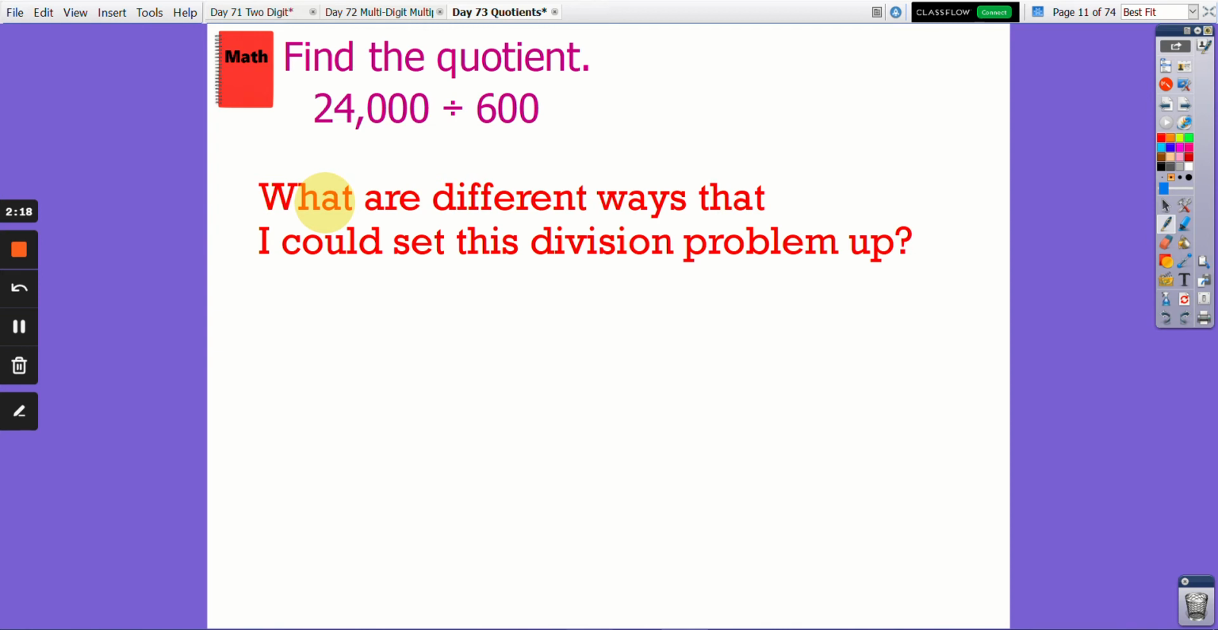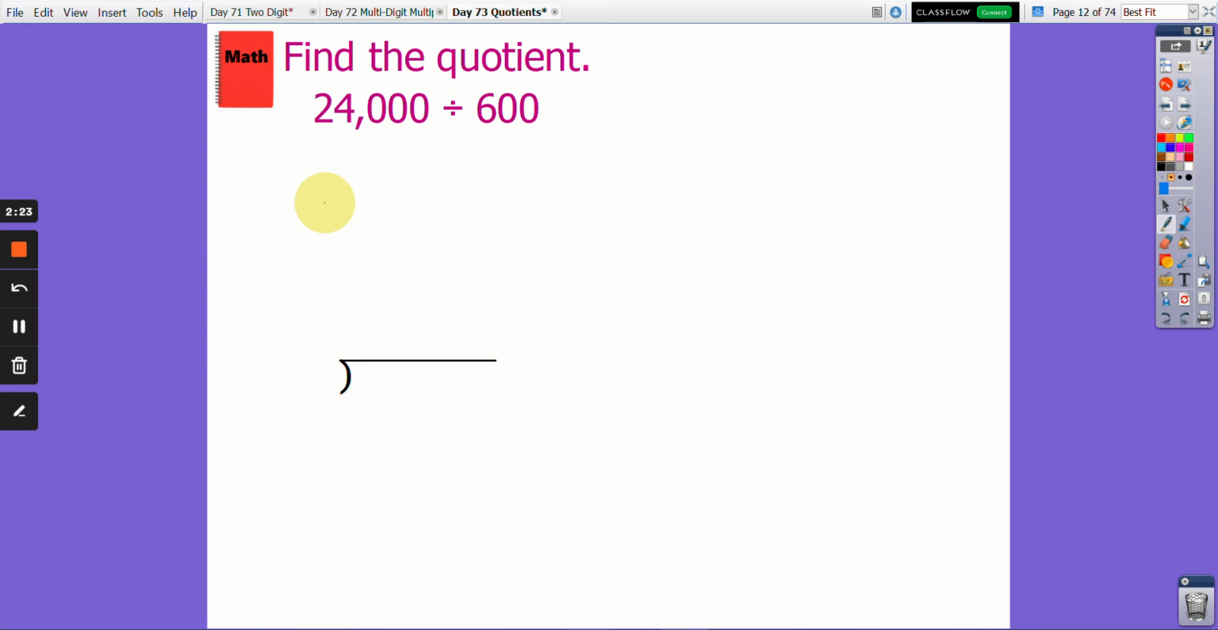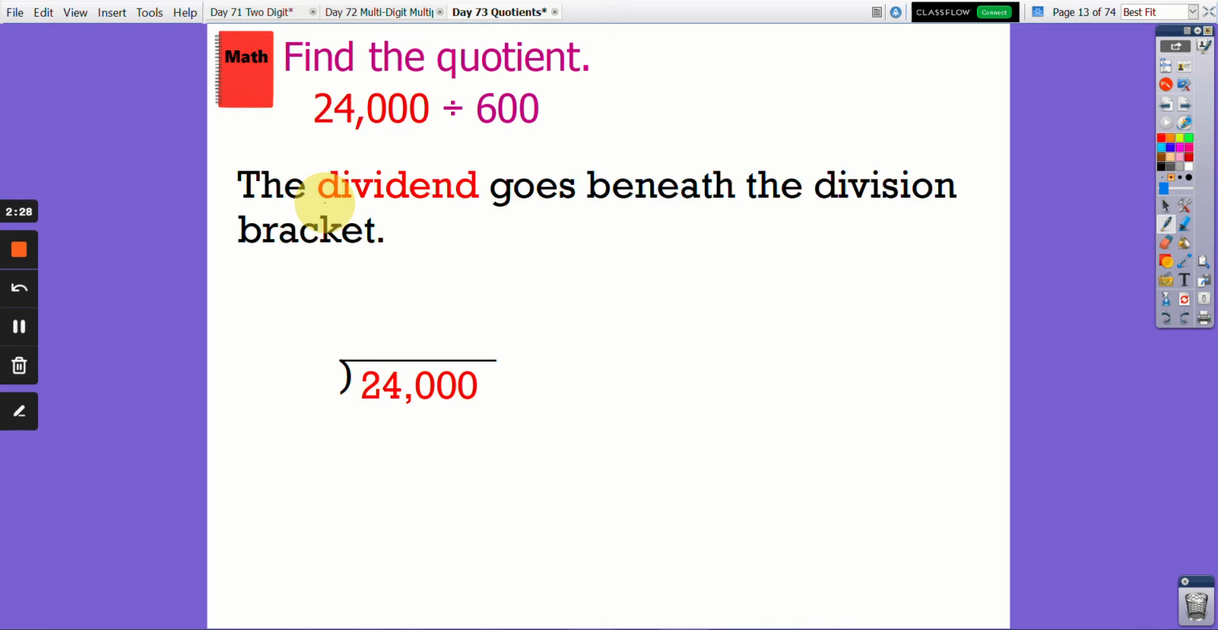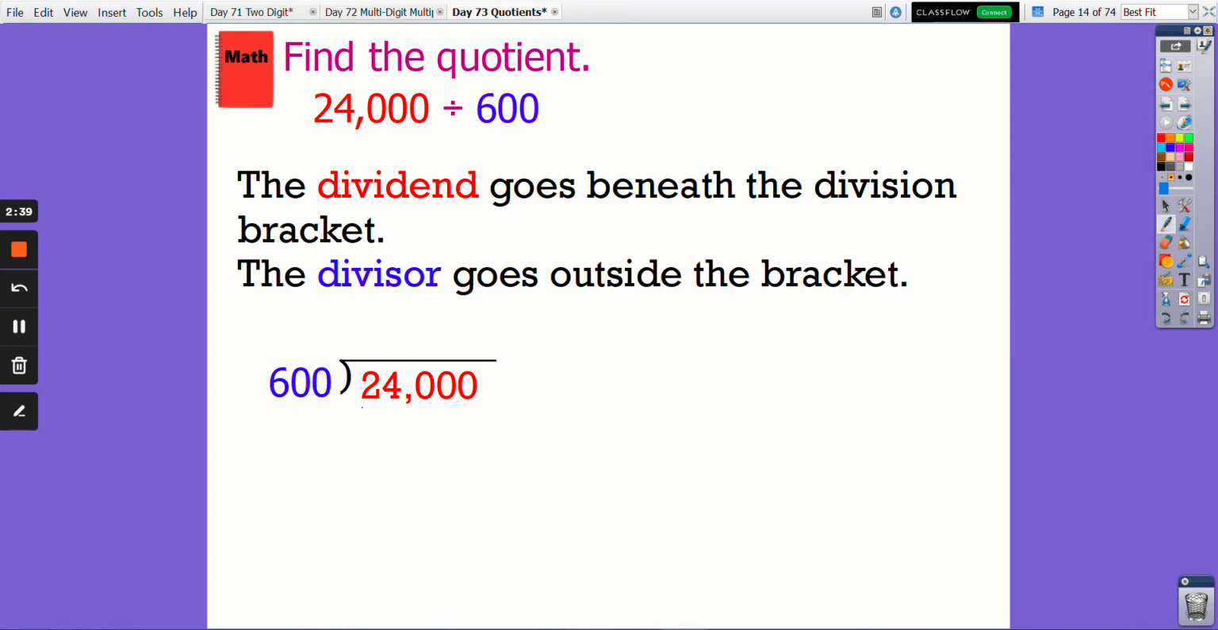Okay, so some different ways to set up a division problem. We could set this up with a division bracket. When we do that, the dividend, the first number in your division problem, goes inside the bracket. Then this 600 is our divisor. That's what we're dividing our dividend by. We need to know this vocabulary, our divisor and our dividend.